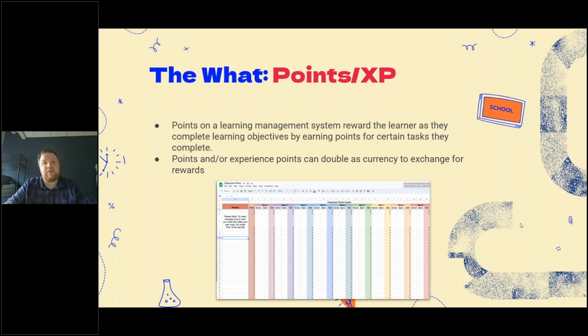So in the handout that Robin put in the chat, we do have a template that you can use. It's real easy. It's customizable to create a spreadsheet to really track the points that your students are earning. And the nice thing about it is you could do it for a week. You could do it for a whole year if you wanted to. It's really customizable to meet what you're trying to do. And additionally, these experience points that our students are earning can also double as currency to maybe exchange for rewards at the end of the year or throughout the year at different times.